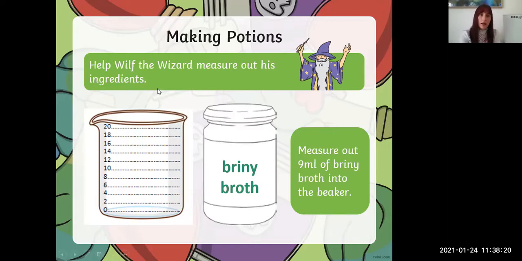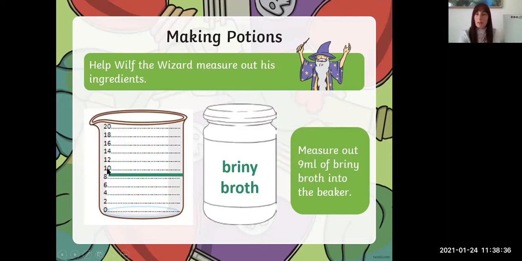Let's have a look where the line would be. Can you see? It's halfway between the 8 and the 10, just where the 9 would be. Okay, so it doesn't have to have the number on it. Sometimes you need to think carefully about where it would go.